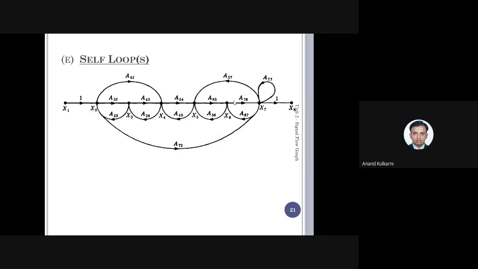I hope it is clear. Everybody is clear with this? Any doubts? No doubt. Okay. And how many self loops are there? There is only one self loop.